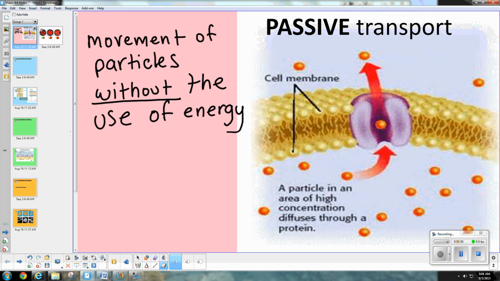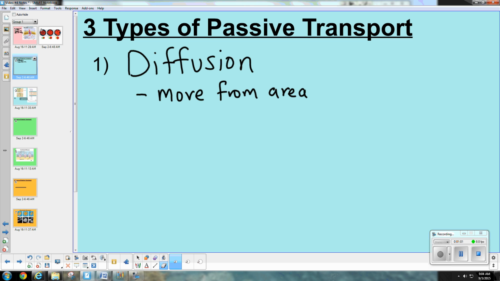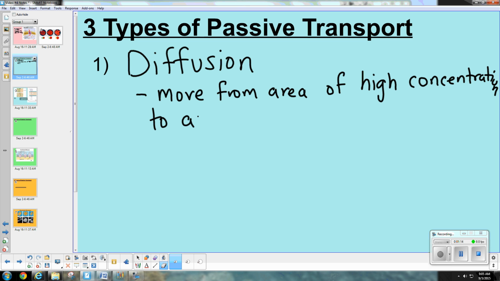Now, there are three ways that passive transport occurs, and let's dive into our first way, and that is known as diffusion. Now, diffusion will not use energy. That's why it's labeled a passive transport action. But what's going to happen is these particles are going to move from an area of high concentration. Now keep in mind, concentration means amounts, to low concentration.